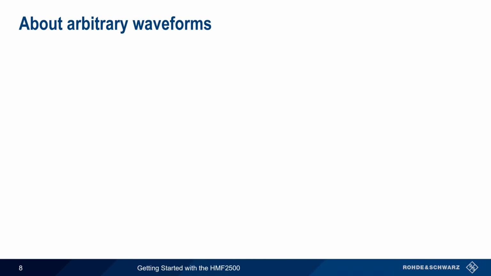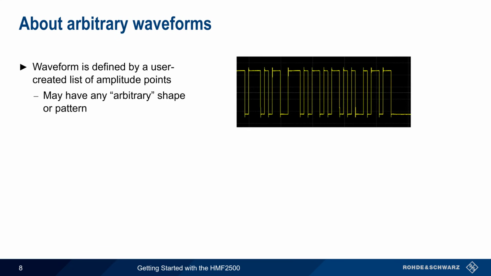Now let's spend a little time talking about arbitrary waveforms. These are waveforms that are defined by a user-created list of amplitude points. They're called arbitrary because the waveform can have any arbitrary shape or pattern. There are two methods for creating or defining arbitrary waveforms for use with the HMF.